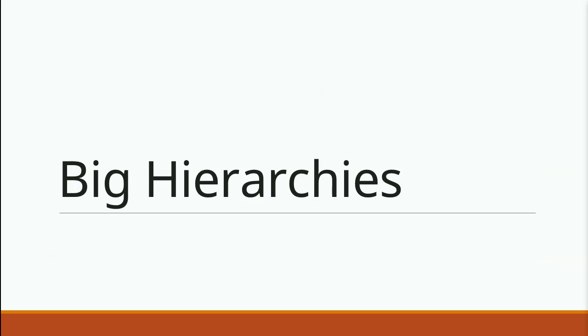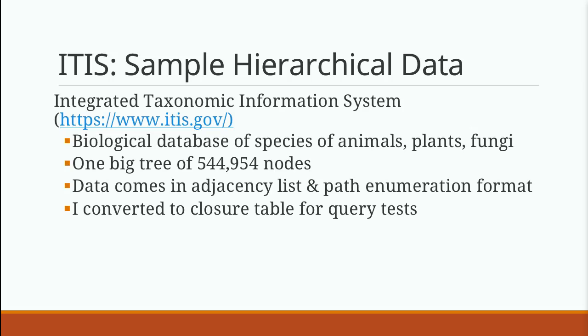And I wanted to test this out with a bit larger data set to try to see how does it perform at scale. How does it deal with larger hierarchies than just my 7-node comment thread. So I was looking around and I found a sample data set of the Integrated Taxonomic Information System, itis.gov. And they have a database of taxonomy information for biologists with every species known to man.